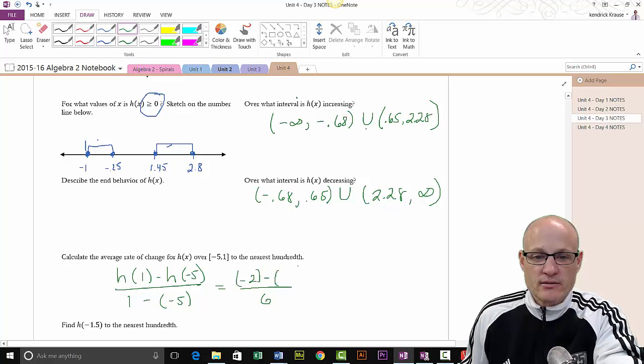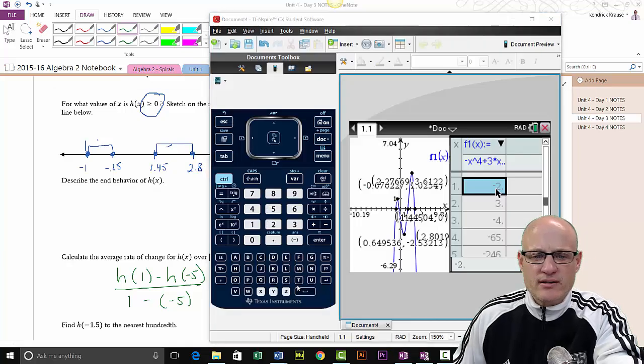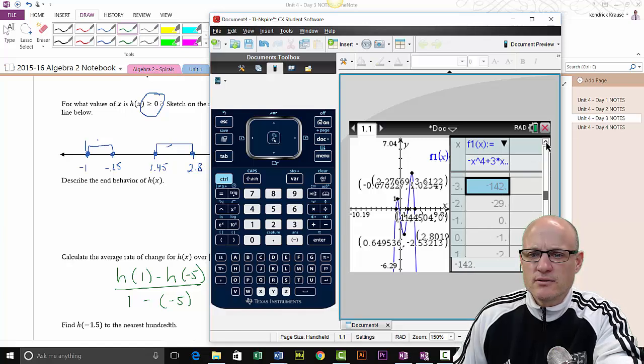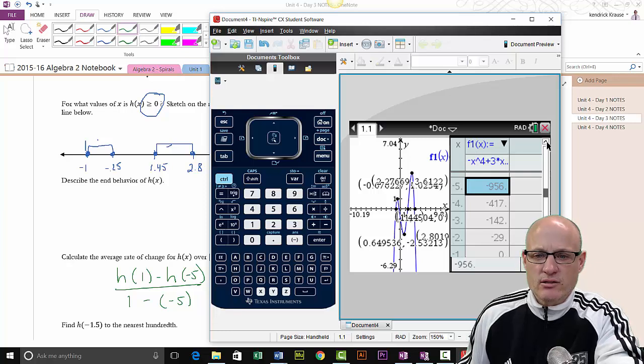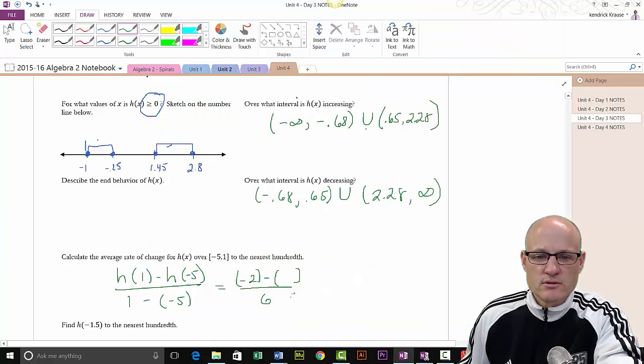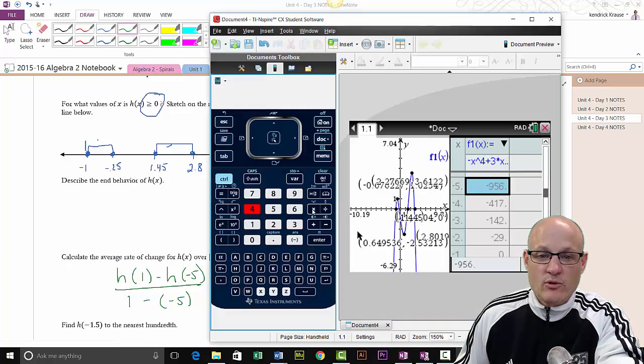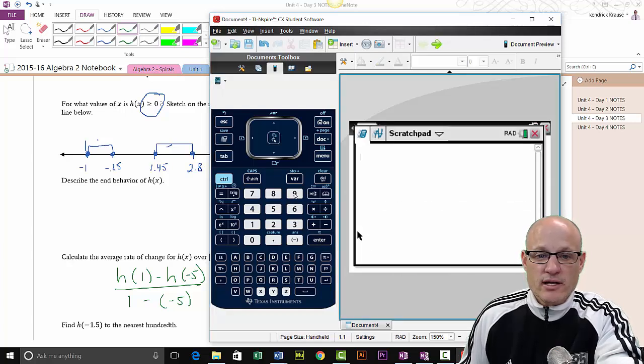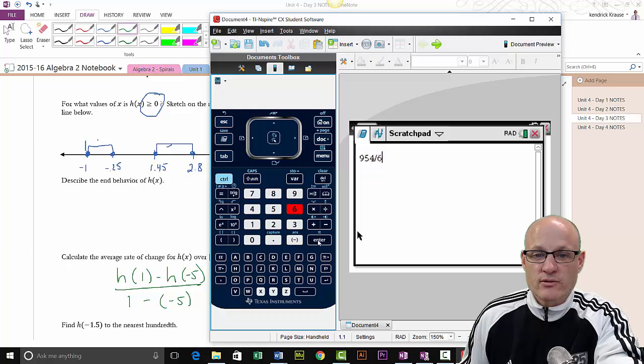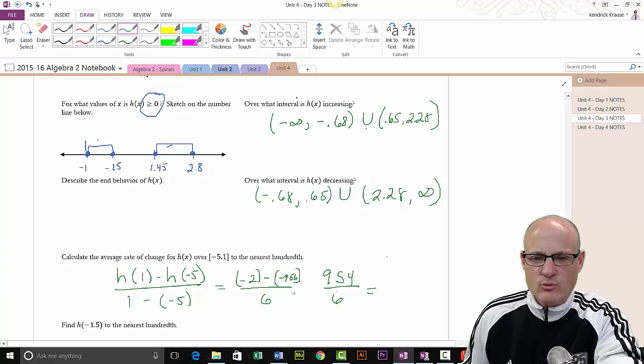Negative 2 minus h of negative 5. Did it say negative 5? Negative 956. So this is really negative 2 plus 956. So this is 954 over 6. Well, let's figure out what that is. 954 divided by 6. Oops, gotta go to the calculator. 954 divided by 6. Wow, it's exactly 159.